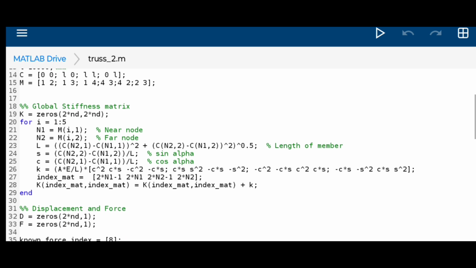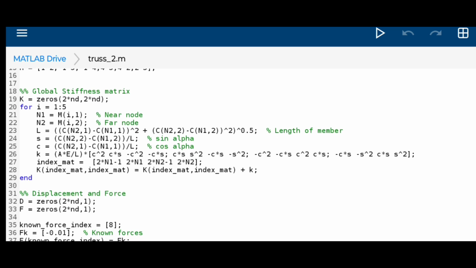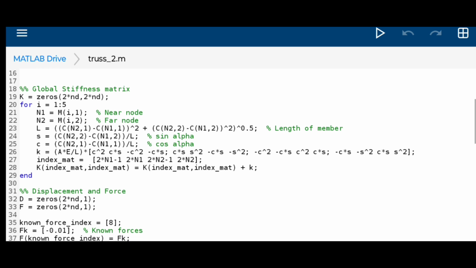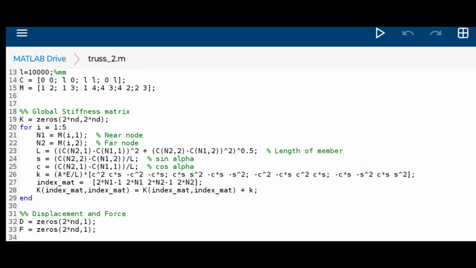Now after this member connection, we will define the global matrix, zeros of size number of nodes times twice the number of nodes, like it is a square matrix. Then we will define the near node. In the M matrix you can see 1. So 1 is the near node: for I equals 1, M(1,1) is 1, and M(I,2) is 2. So this will be the far node.